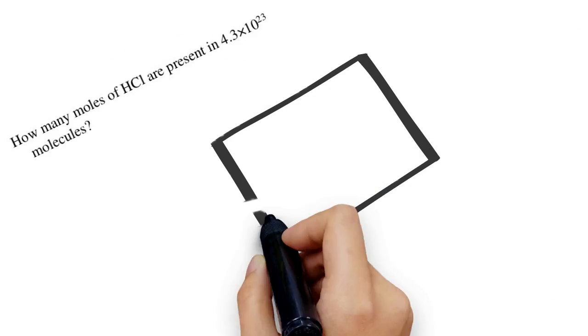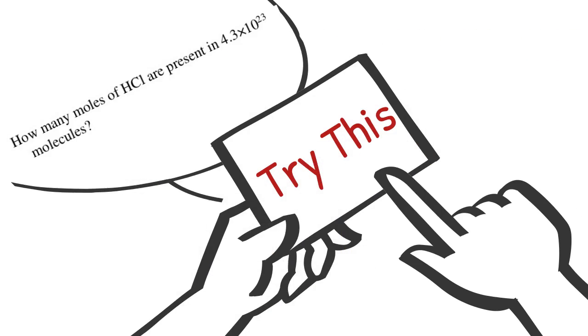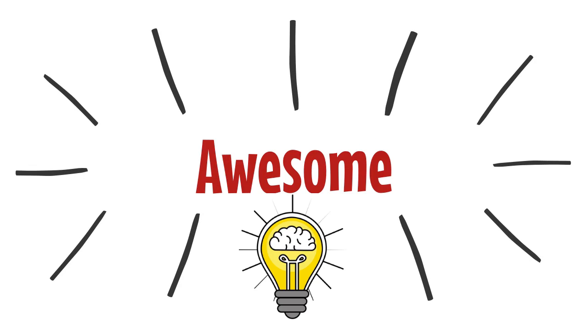Now let's try this. How many moles of hydrogen chloride are present in 4.3 × 10^23 molecules of hydrogen chloride? Notice that here the particles are given. So you'll take the particles, divide by Avogadro's number, and you will get this answer. Did you get 0.71? You are awesome.